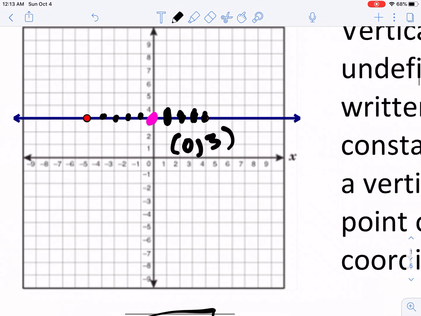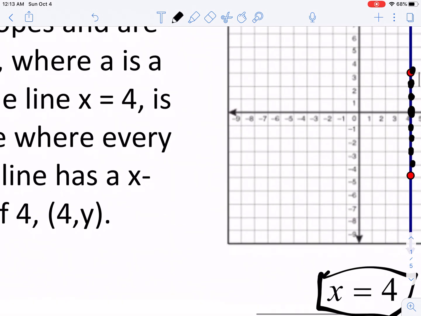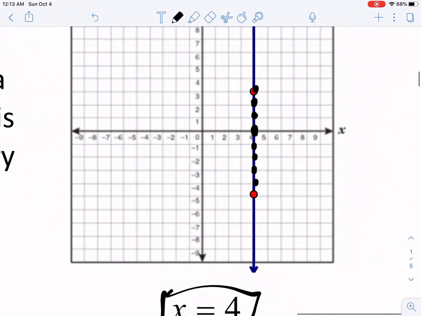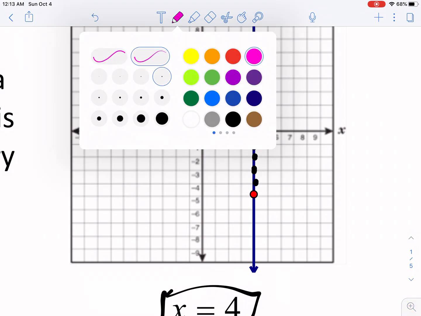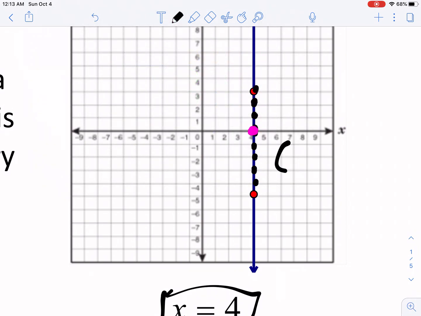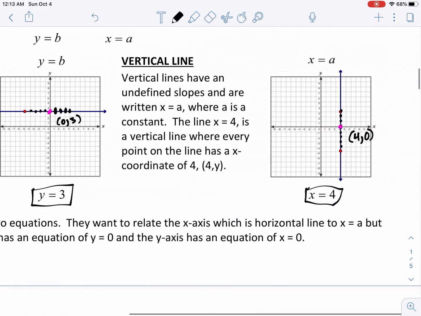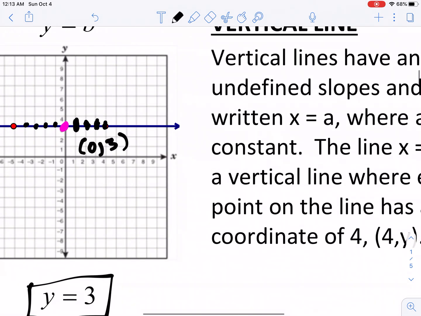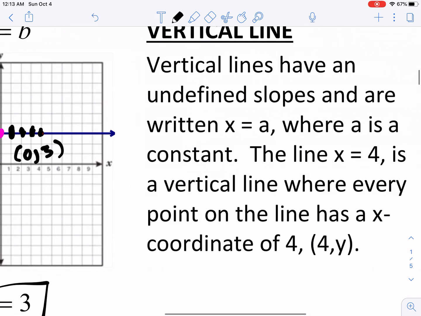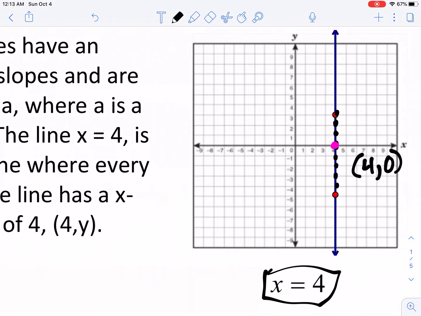And then similarly, the x-intercept is where we would cross the x-axis. So what would the x-intercept be here? Well, (4, 0), because I crossed the x-axis at (4, 0). So notice the x-intercept will always have a y value of 0. Okay, and this is going to be helpful for us later on. So this is our y-intercept, (0, 3), and this is our x-intercept, (4, 0).